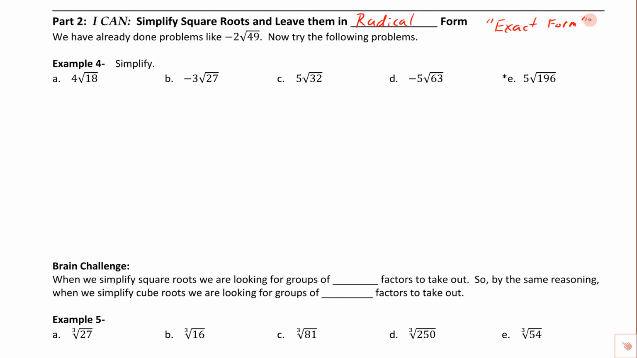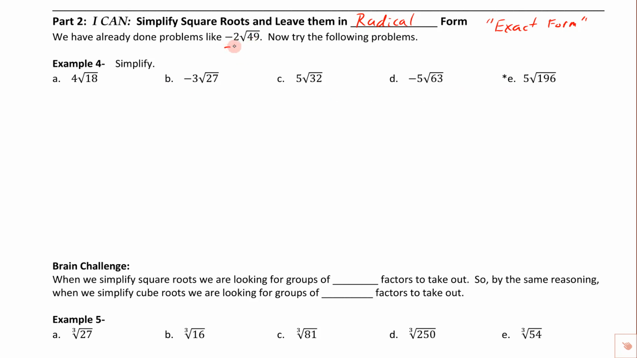If anybody has a problem and they say, well, you need to leave the answer in exact form, if it's got a radical in it, we want to simplify the radical completely. So that's what we're talking about today. And we've already done problems like this, -2 times radical 49. So today's material is going to be fairly quick. It just turns out a little bit differently than this right here.